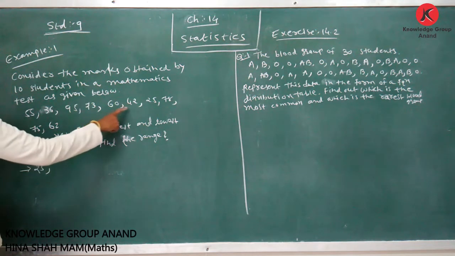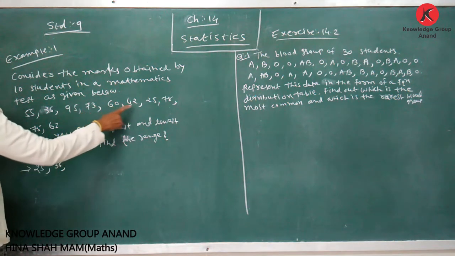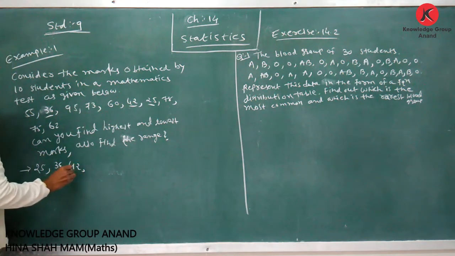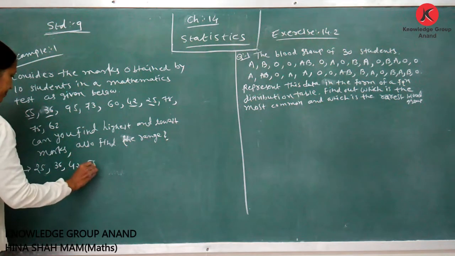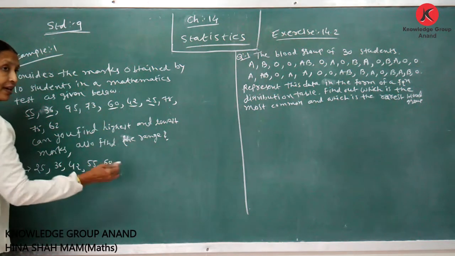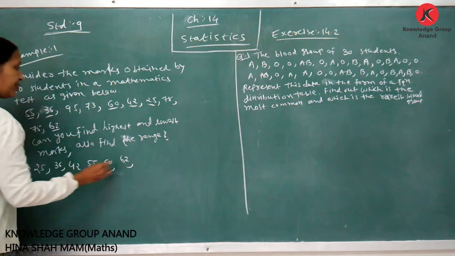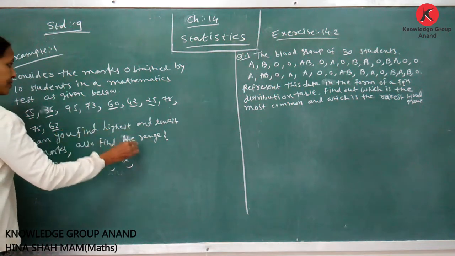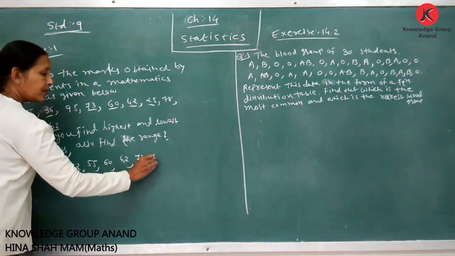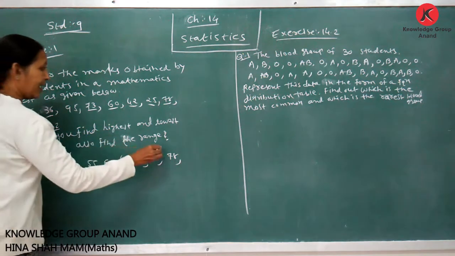We arrange: 25, 36, 42, 55, 60, 62, 73, 75, 78, and 95.